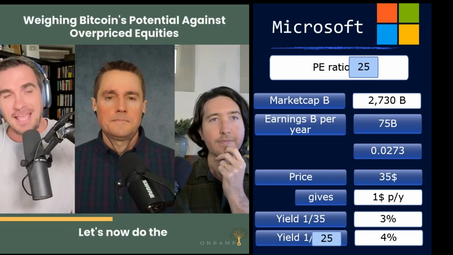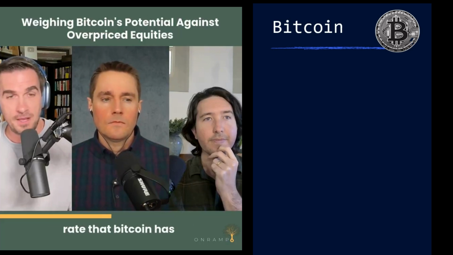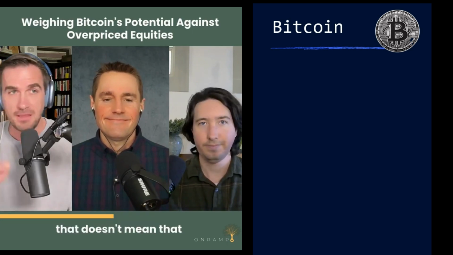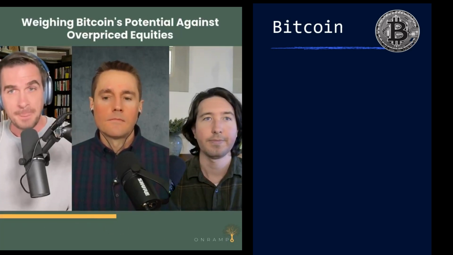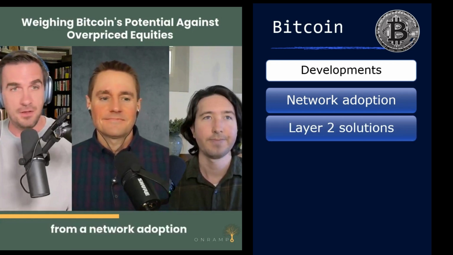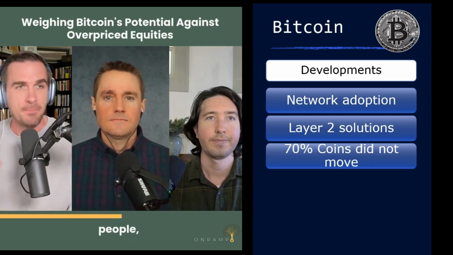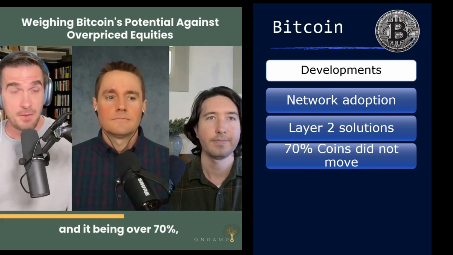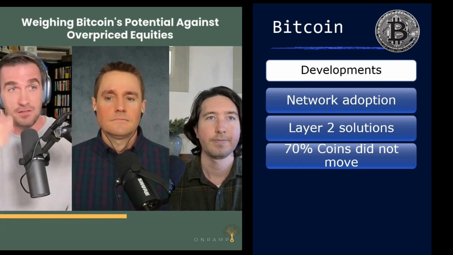Okay. Let's now do the analysis on what's the compound annual growth rate that Bitcoin has demonstrated over the last 10 years. Now that doesn't mean that it's going to continue to demonstrate that compound annual growth rate, but everything that I'm seeing is that it is going to do that, from a network adoption standpoint, from people building on top of layer 2, to when you look at how many coins haven't moved in the last year, and it being over 70%, which is higher than any time in the history of Bitcoin, as far as speculators versus investors.